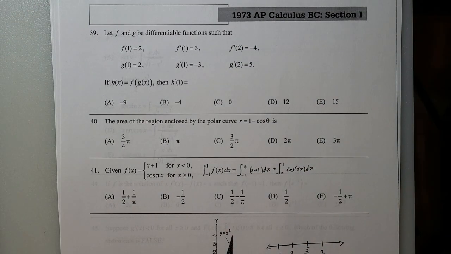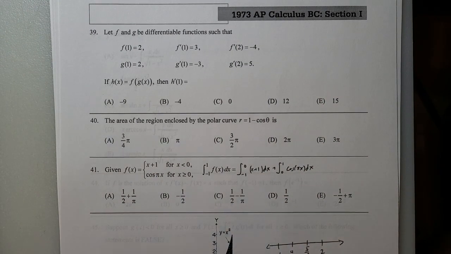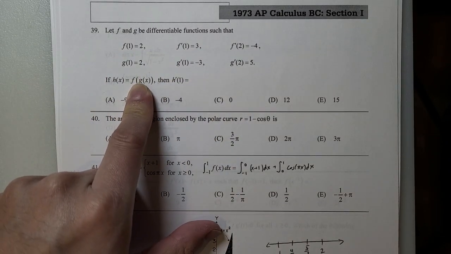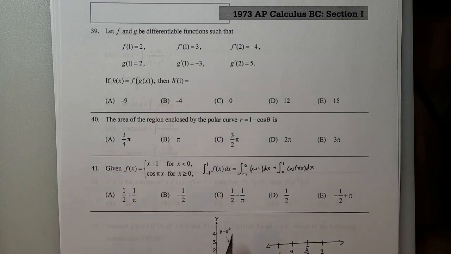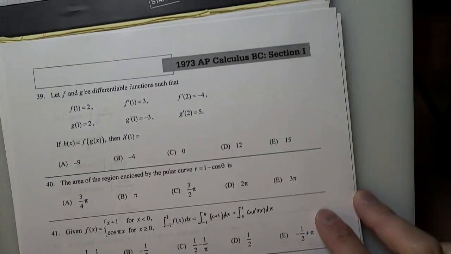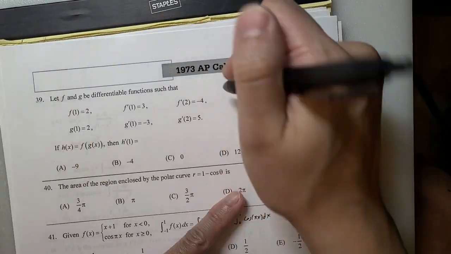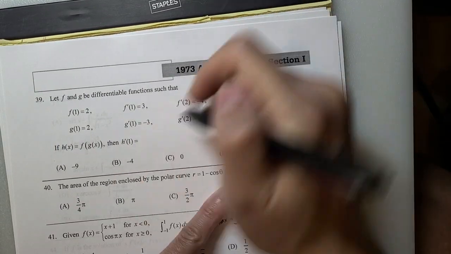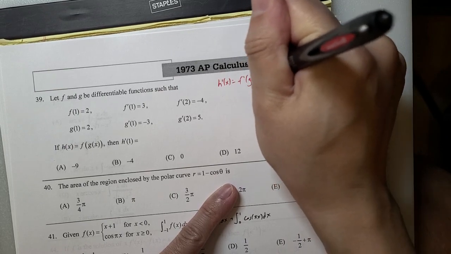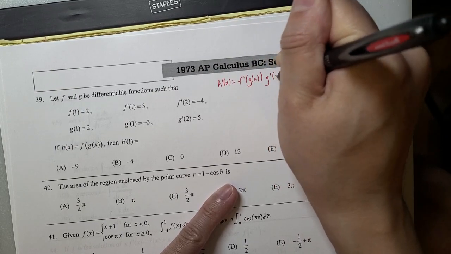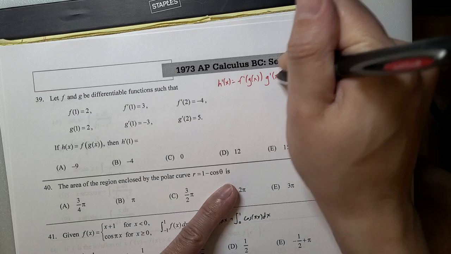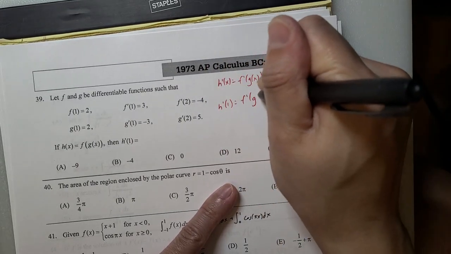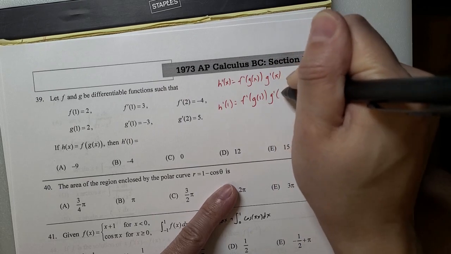Let f and g be differentiable such that we have given this table of values, basically. If h of x is f of g of x, then h prime of 1 is, okay? So here we need to do the chain rule. h prime of x is equal to f prime of g of x times g prime of x. So h prime of 1 would be f prime of g of 1 times g prime of 1.